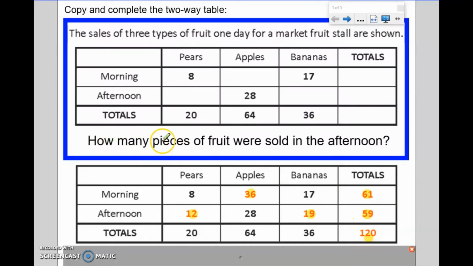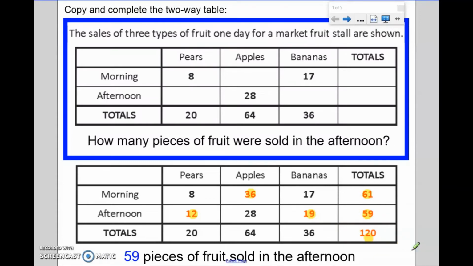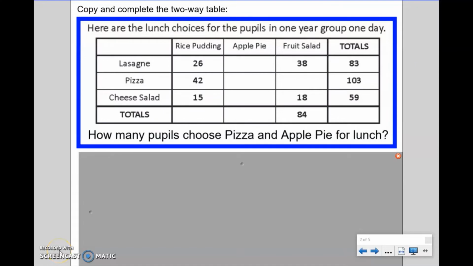Our question asks how many pieces of fruit were sold in the afternoon. So we're looking for the total of pears, apples and bananas all sold in the afternoon. So our total would be 59 pieces of fruit, which is shown by this value here. So 59 pieces sold in the afternoon. Okay, question 2. Let's have a look at a second question. So this time I'll give you a two-way table.